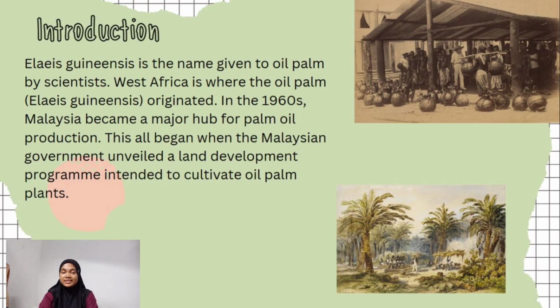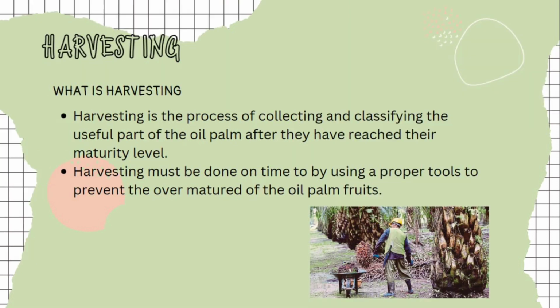Introduction. Elaeis guineensis is the name given to oil palm by scientists. West Africa is where the oil palm Elaeis guineensis originated. In the 1960s, Malaysia became a major hub for palm oil production. This all began when the Malaysian government unveiled a land development program intended to cultivate oil palm plants.